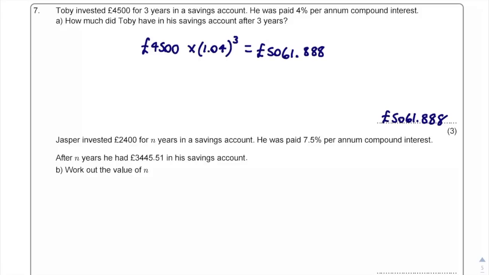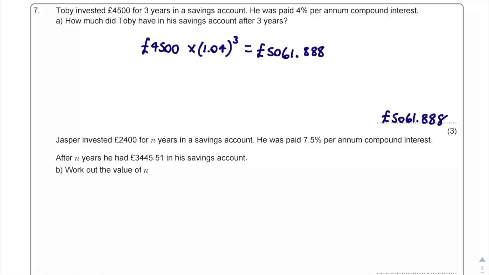Second part says Jasper invested £2,400 for n years in a savings account. He was paid 7.5% per annum compound interest. After n years, he had £3,445.51p in his savings account. Work out the value of n.